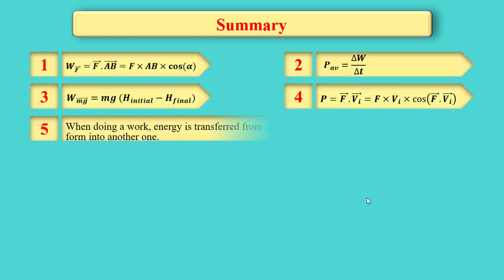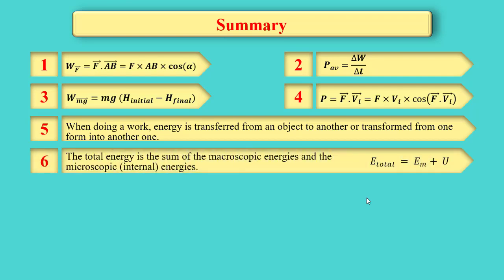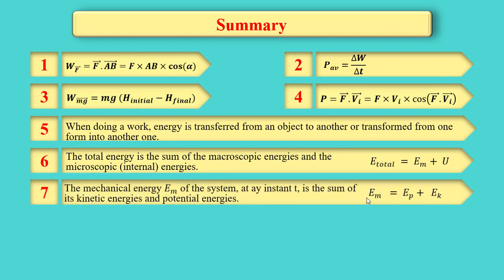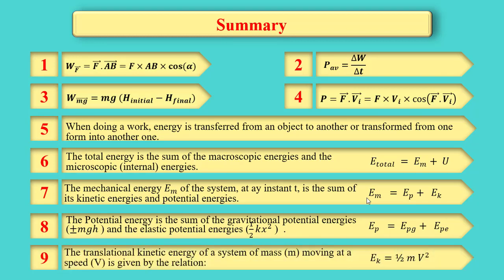From this video, we can sum up the following. When doing work, energy is transferred from an object to another or transformed from one form into another form. The total energy is the sum of the macroscopic energies and the microscopic energies. The mechanical energy is the sum of potential energies and kinetic energies. The potential energy is the sum of gravitational potential energies, which is plus or minus mgh, and the elastic potential energies, half kx squared. The translational kinetic energy of a system is given by half mv squared.